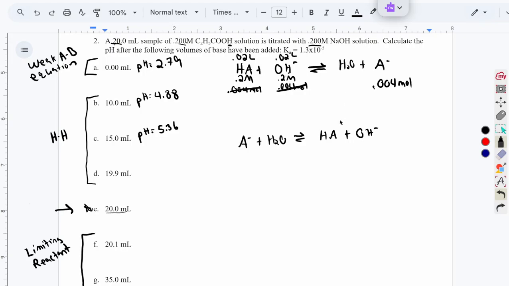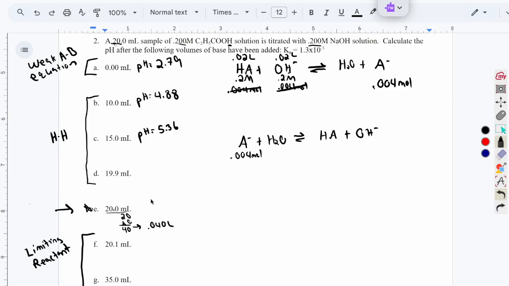So what do we need? We need to get A minus concentration. We know we have 0.004 moles. And we know how much volume we've had. We've had 20 milliliters of our original sample and 20 milliliters of our new sample. So that gives us 0.04 liters. Gosh, I just cannot write tonight. Sorry. Right, 20 milliliters plus 20 milliliters gives us 40 milliliters, which is 0.04 liters, right?